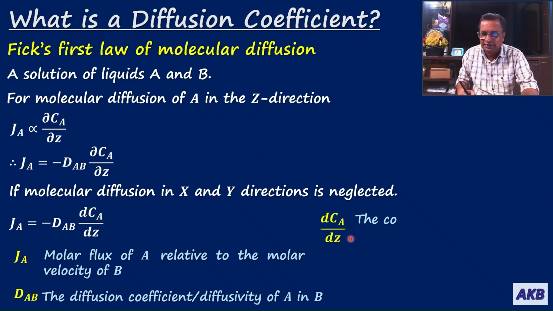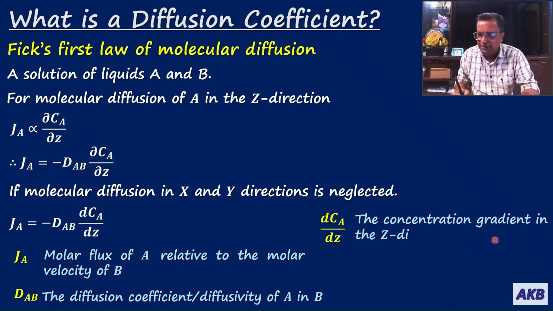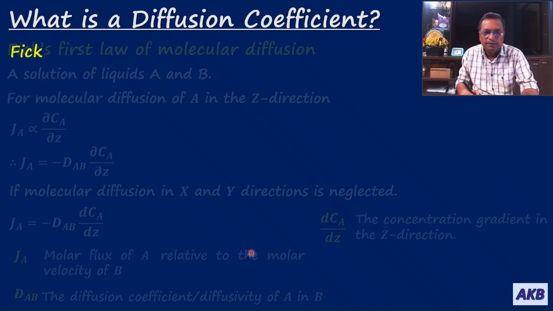Then dCa by dZ in this case is the concentration gradient in the Z direction. So how concentration is changing along the Z direction is described by this term, dCa by dZ. This is the concentration gradient in the Z direction. So this is Fick's first law of molecular diffusion, and the mathematical expression for this law has a proportionality constant, and that proportionality constant is nothing but the diffusion coefficient, or you can also call it diffusivity. Let us move ahead.